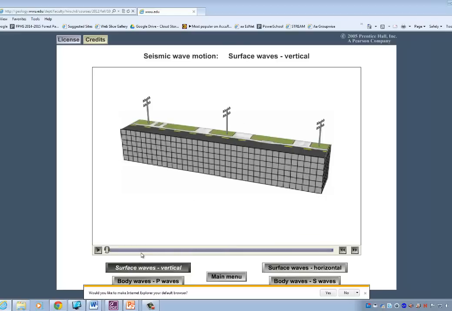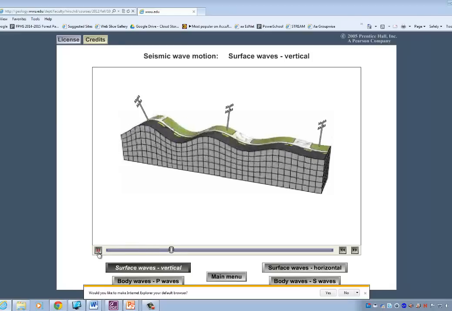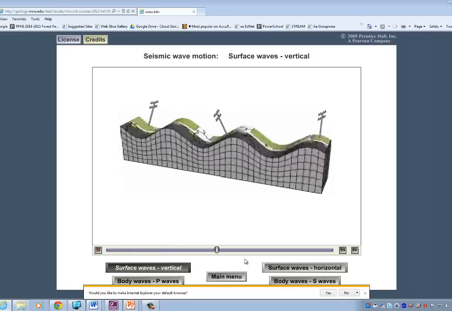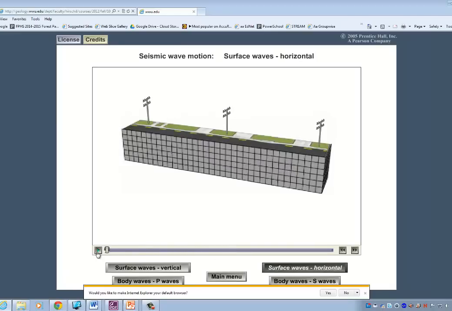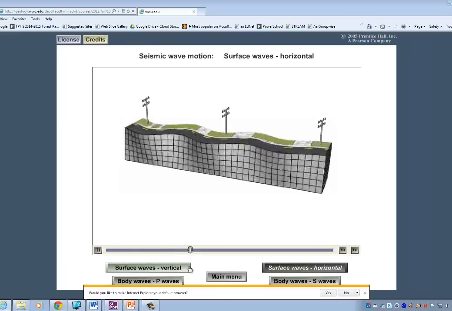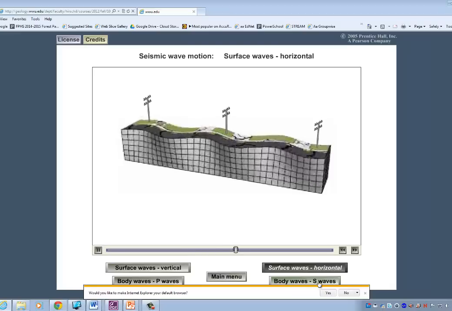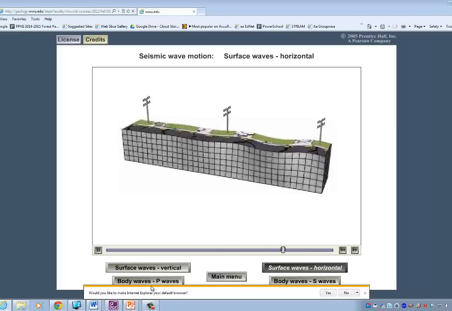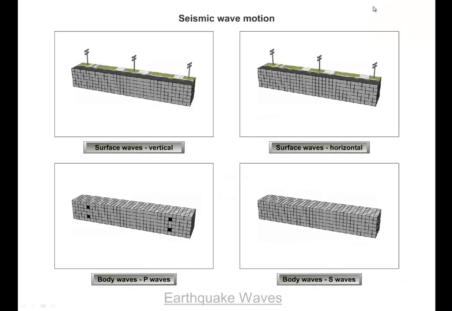Surface waves, these are actually called Love waves, and I'll show you those. They're going up and down and side to side, and these are called, I forgot the name of these, but I'll show those to you later on. These are the two that actually cause a lot of the damage, along with the S waves. The P waves don't seem to cause much damage, so I'm going to minimize that.